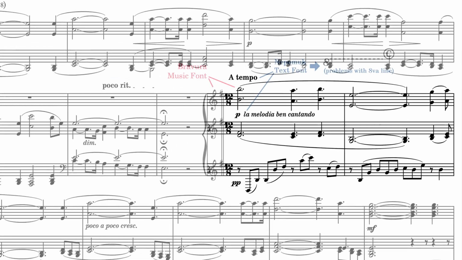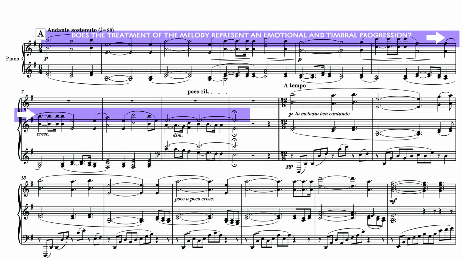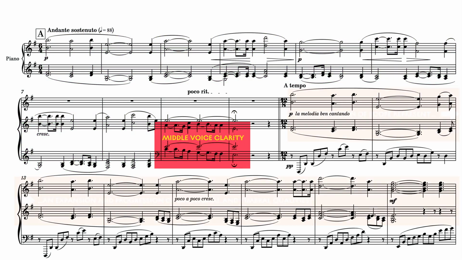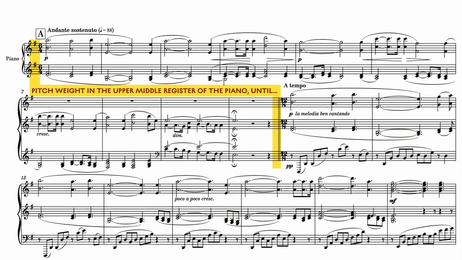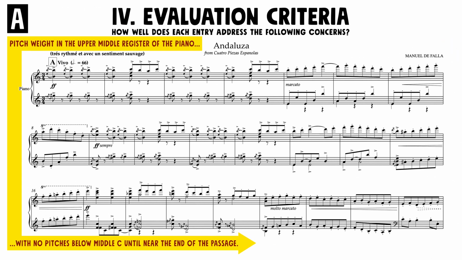Back to our first section of Barvinsky. Let's go over each element, each orchestrational concern, if you will, one by one. Our first concern is essentially the same as last year's piece, Andaluza by Manuel de Falla. The pitch weight of the music is in the upper middle register of the piano. Of course, the context of that element relates to both this piece and that piece in different ways.